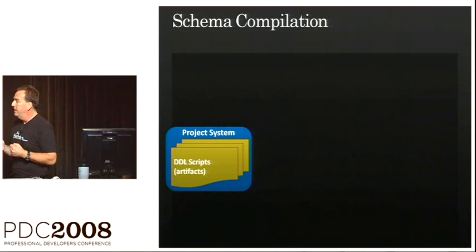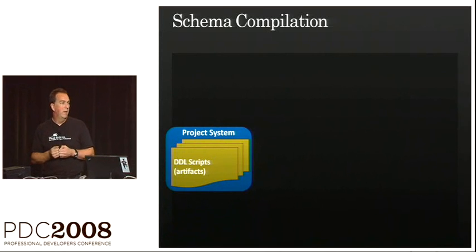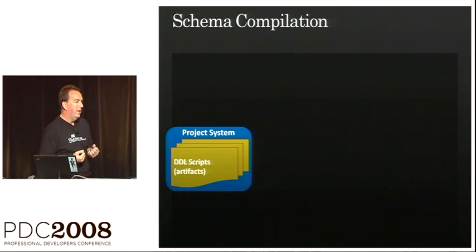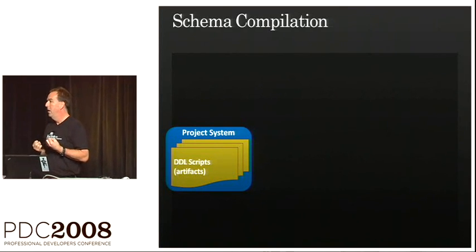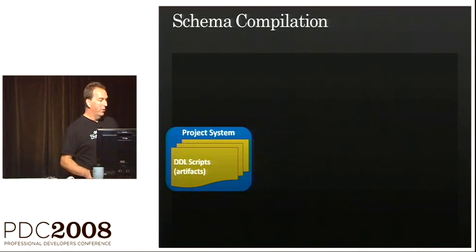So the key of this is around the whole concept of schema compilation. Right. So we already had introduced the database project. Inside the database project, we have those DDL artifacts. Right. For SQL Server, those are .SQL files. How do we get those?